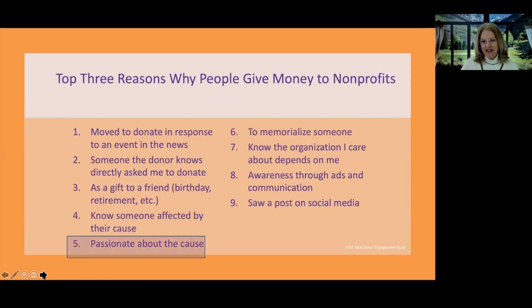Passionate about the cause is number one. So that's what you need to be clear about when we're talking about setting up the nonprofit. What roles do you need to get covered so that you can help people who are passionate about the cause? And then the next one is they know the organization I care about depends on me. So be sure that you let them know that your organization appreciates them and needs their help.